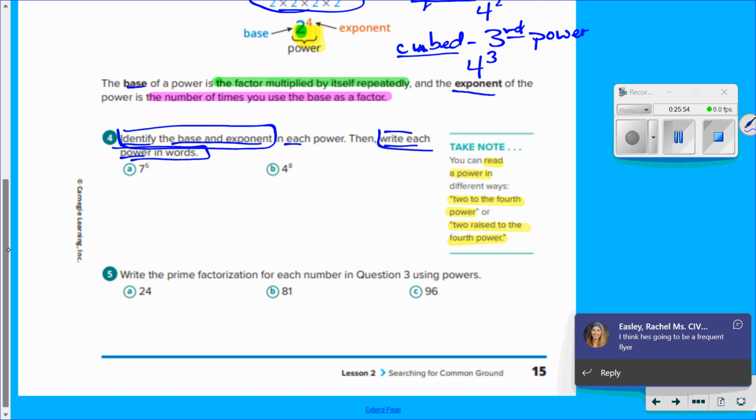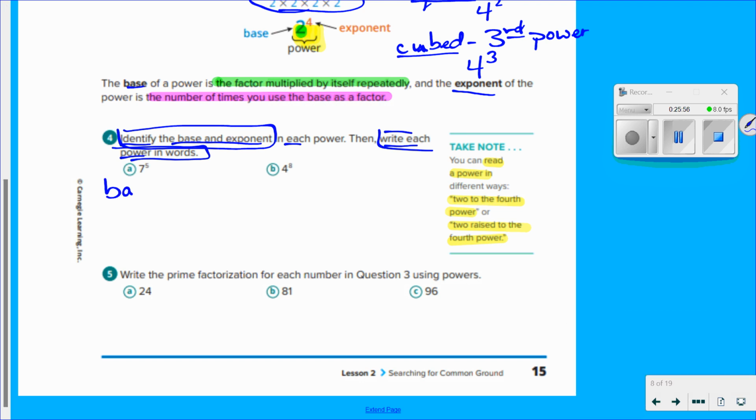So, for part A, what was our base? Base was 7. What was our exponent? 5. How would I say this? 7 to the, I heard power of 5. Perfect. That one doesn't use one of our special phrases we just used. So you use either of the others.